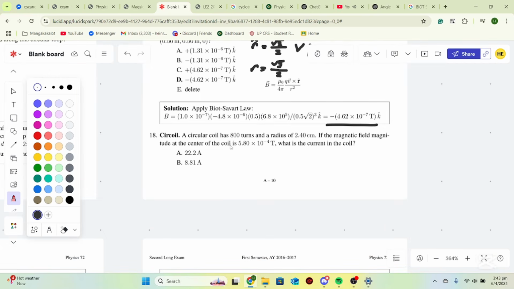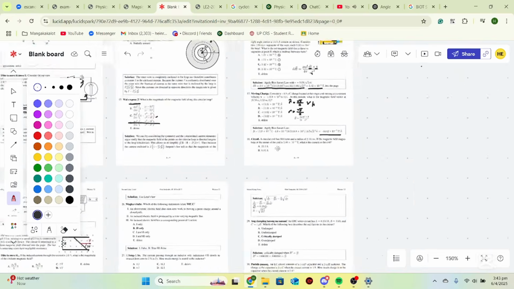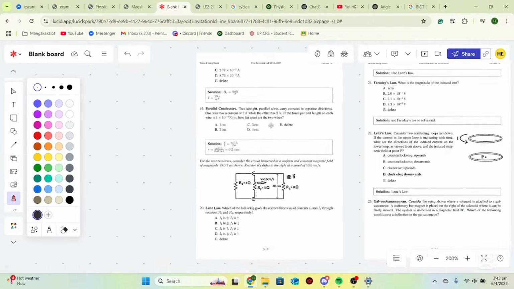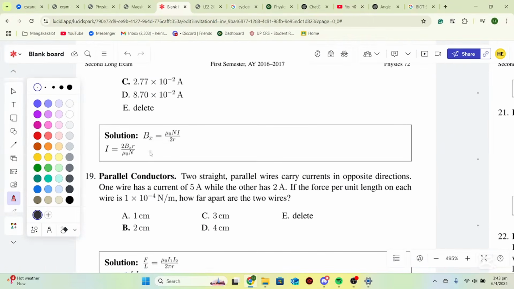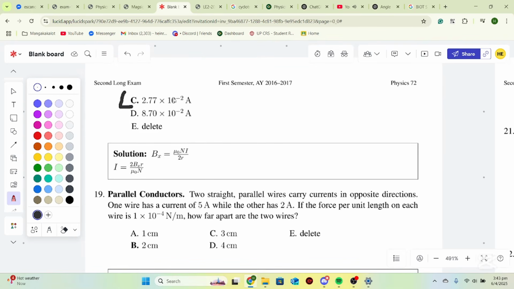Number 18. A circular coil has 800 turns, radius 2.4 cm. If the magnetic field magnitude at the center is 5.8, what's the current of the coil? This is a plug and play equation over here. B is equal to mu naught N I over 2R. And so we just transpose, and I would become equal to 2BR over mu naught N, which is equal to 2.77 times 10 to the negative 2.